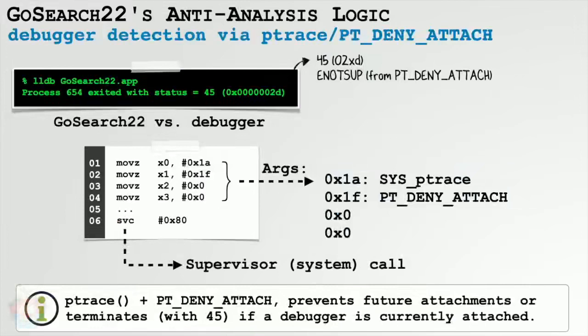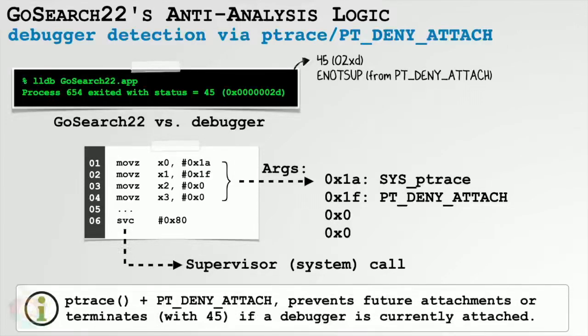So we mentioned that this malware exits if it detects a debugger. We want to be able to continue debugging the sample to extract all its secrets and learn exactly what it does. So we have to figure out how it's detecting this debugger. Reading through the disassembly, we come across these 5 instructions. First, we see 4 registers are initialized for 4 arguments. Then the SVC, or supervisor call instruction, is made.